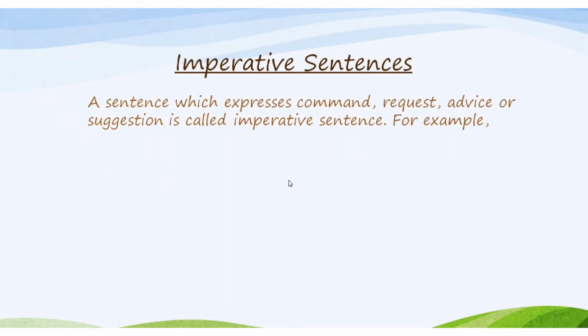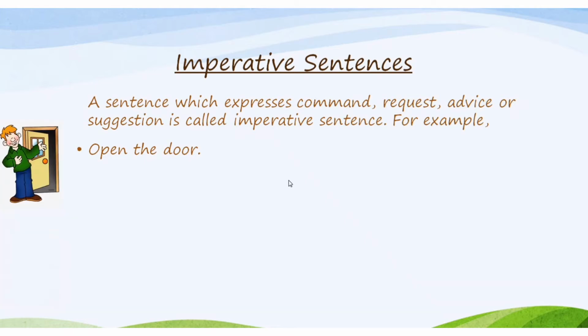So today we are going to learn the second type of sentence, which is imperative sentences. A sentence which expresses command, request, advice or suggestion is called an imperative sentence. For example, open the door. Now this sentence is showing us a command, that someone is giving a command to someone else.